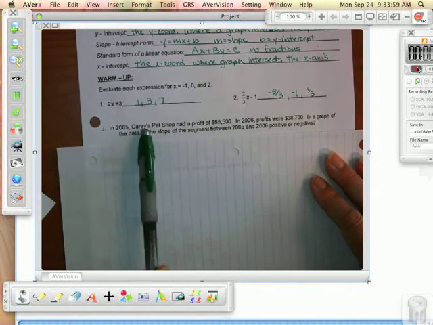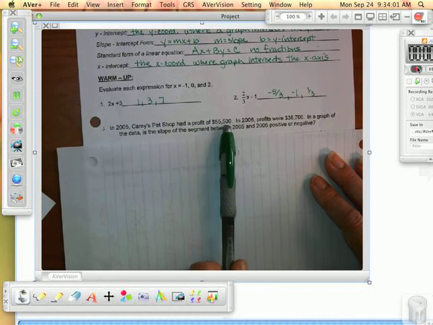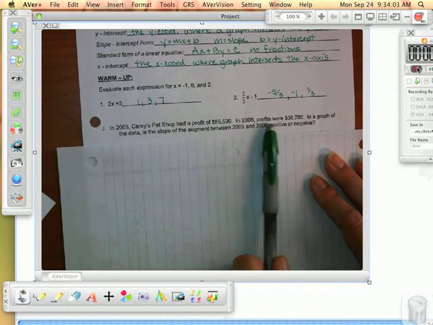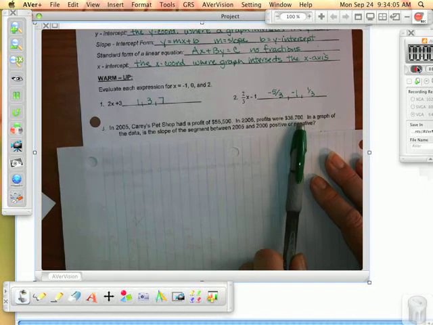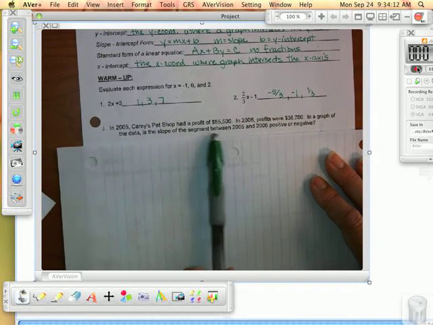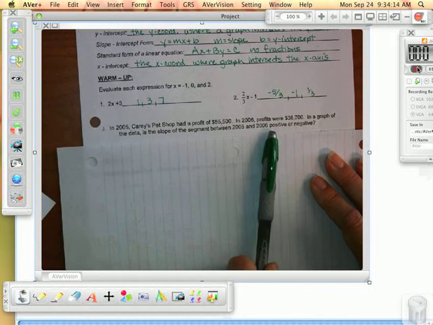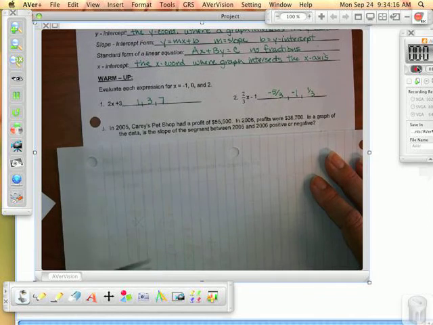In 2005, Carrie's Pet Shop had a profit of $55.5. In 2006, the profits were $38.7. What's happening to the profit? It's going down. Is the slope of the segment between 2005 and 2006 positive or negative? If it's going down, it's going to be negative, correct? That's all you had to do.